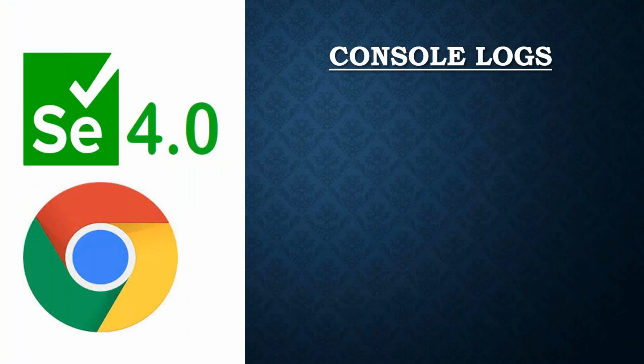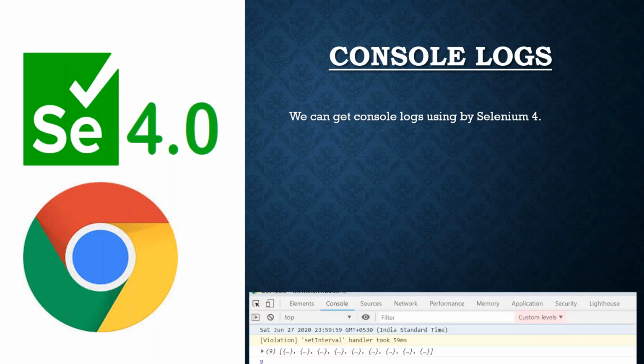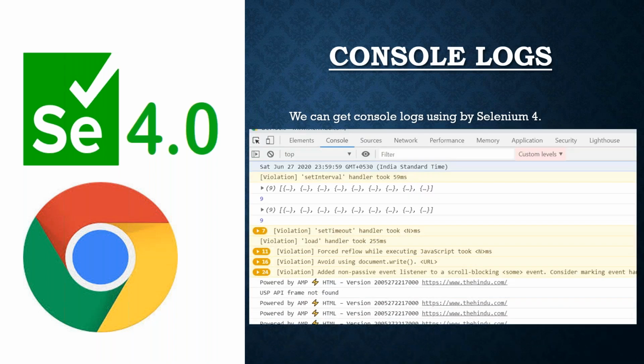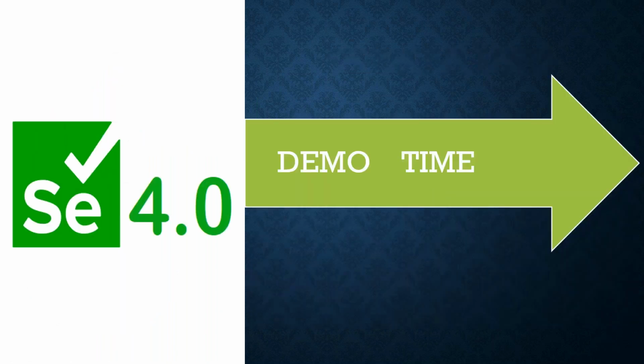Okay, so the next topic I am going to demonstrate is the console logs. It's a DevTools feature. How can we get the console logs from the Chrome browser? We can get console logs using a Selenium 4 feature. This is like DevTools, and in DevTools we can see the console logs. These console logs we can read using a Selenium 4 feature. So let me show you a demo of how we can do this.